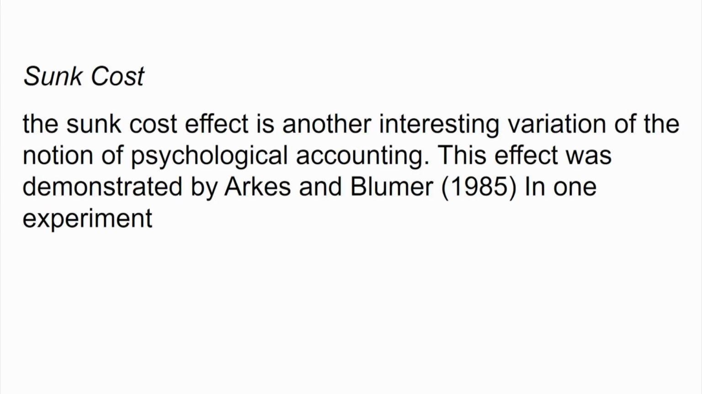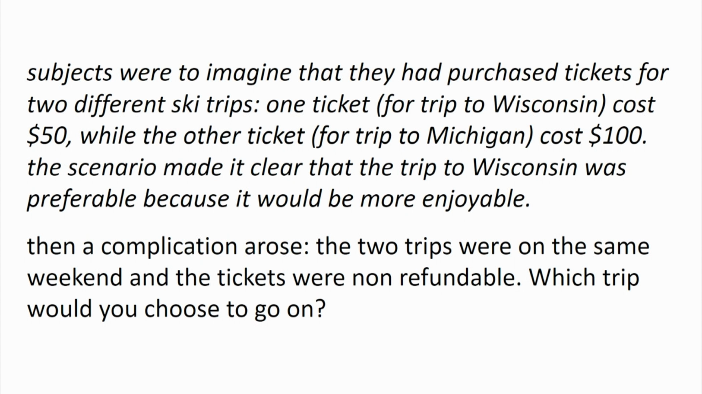Another interesting phenomenon which is a follow-up of psychological accounting or prospect theory is something called sunk cost. It is another phenomenon which shows how people show irrationality in making decisions. They are not rational decision makers. So, what is sunk cost? The sunk cost effect is another interesting variation of the notion of psychological accounting. This effect was demonstrated by Arkes and Blumer in 1985 in one of their experiments. In this experiment, subjects were to imagine that they had purchased tickets for 2 different ski trips.